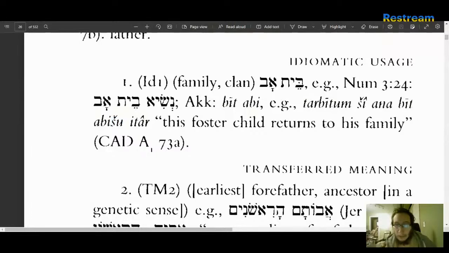They translate it as this foster child returns to his family. But it actually means returns to the house of his father. That's what it means. So they're translating it freely, but the actual literal meaning here is not he returns to his family. It's he returns to the house of his father, because house is right here, father, and then su is his.